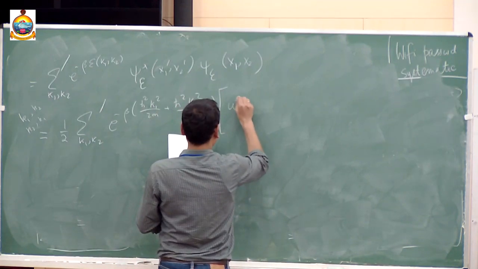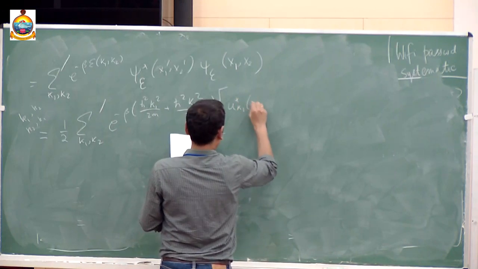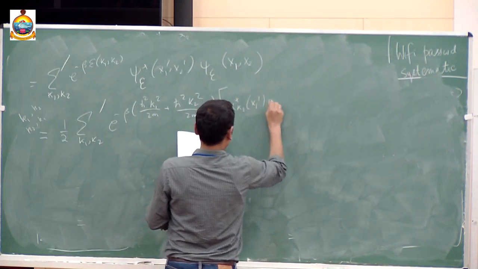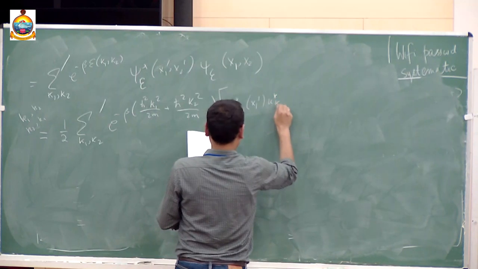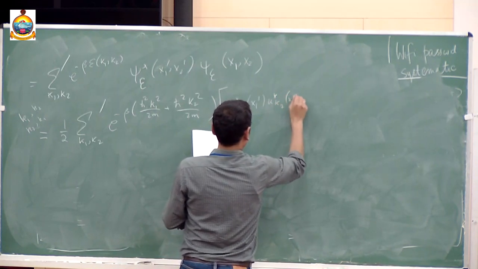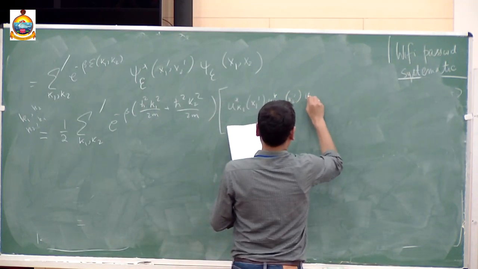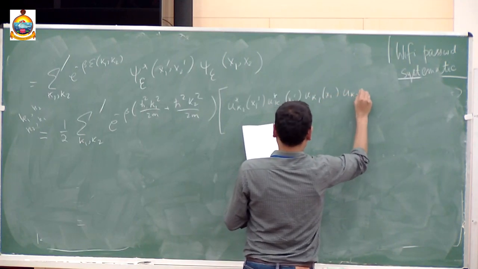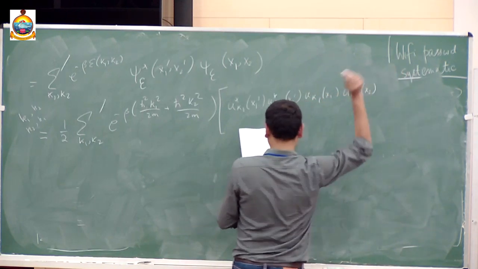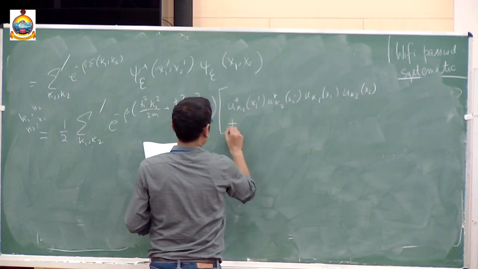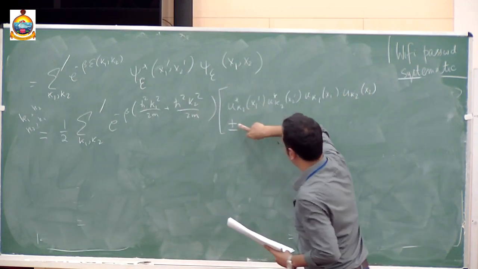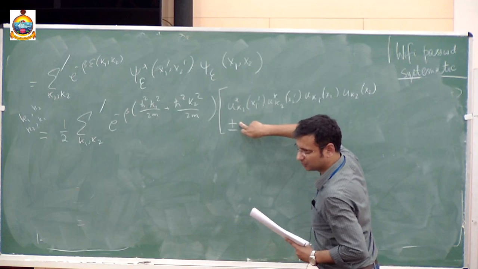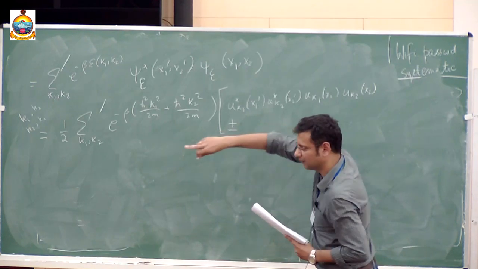So let me do this carefully. This is term 1. Then comes term 2. Term 2 would have a plus sign if I have bosons. It would have a minus sign if I have fermions.